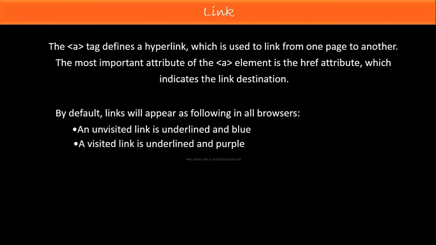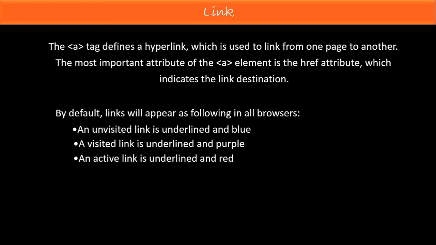The A tag defines a hyperlink, which is used to link from one page to another. The most important attribute of the A element is the href attribute, which indicates the link destination. By default, links will appear as follows in all browsers.